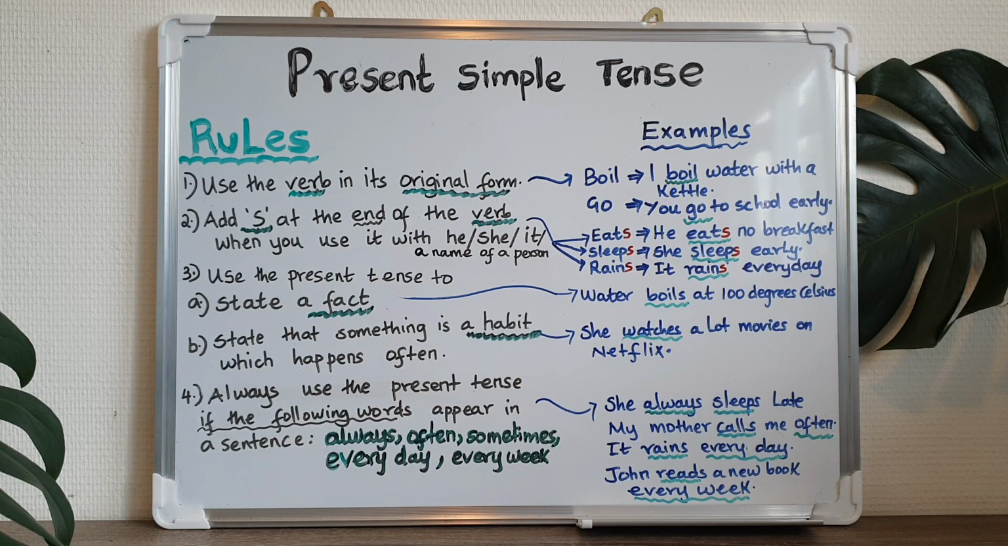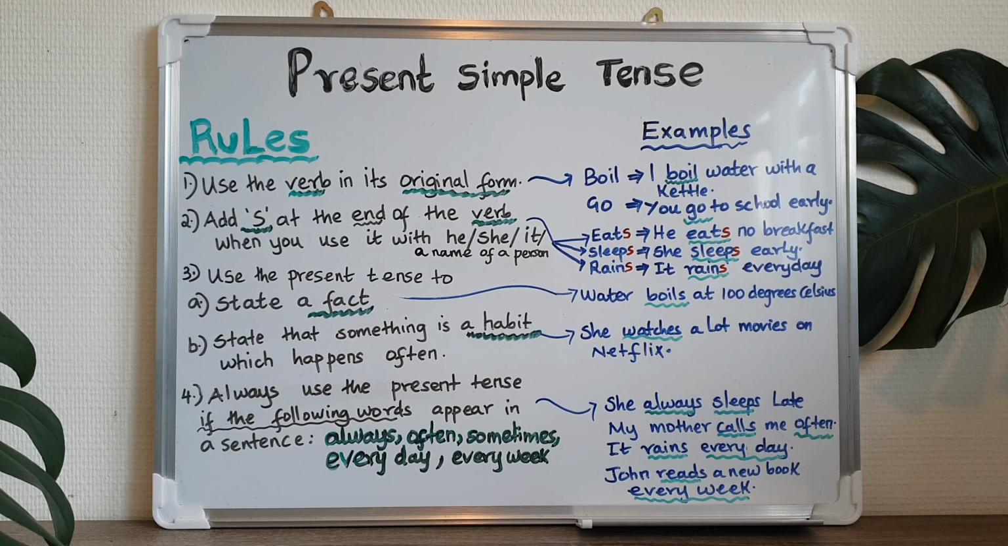We cannot say John read a new book every week. No, that is not correct English because that is not rule number 1. Rule number 1 is when you use the verb with I or you, then you don't add an S. You leave the verb in its original form.